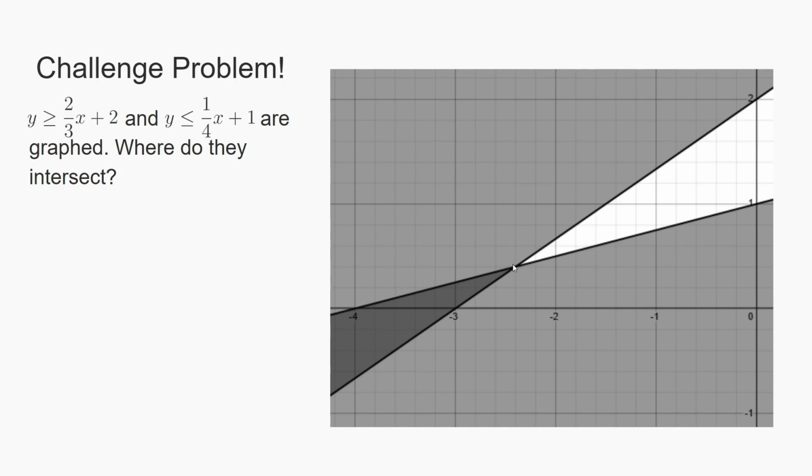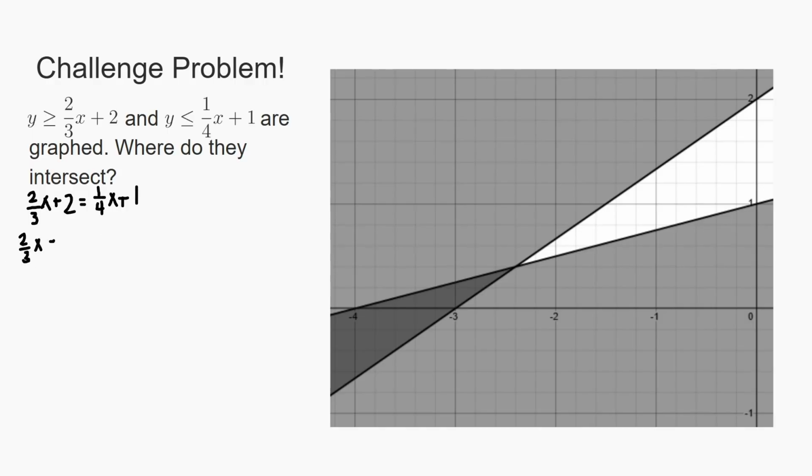Now, let's solve. As you can see, they intersect at this boundary line, which would be when y is exactly equal to 2/3 x plus 2, and y is exactly equal to 1/4 x plus 1. As a result, we know that 2/3 x plus 2 is equal to 1/4 x plus 1 when they intersect. Now, let's move this over.